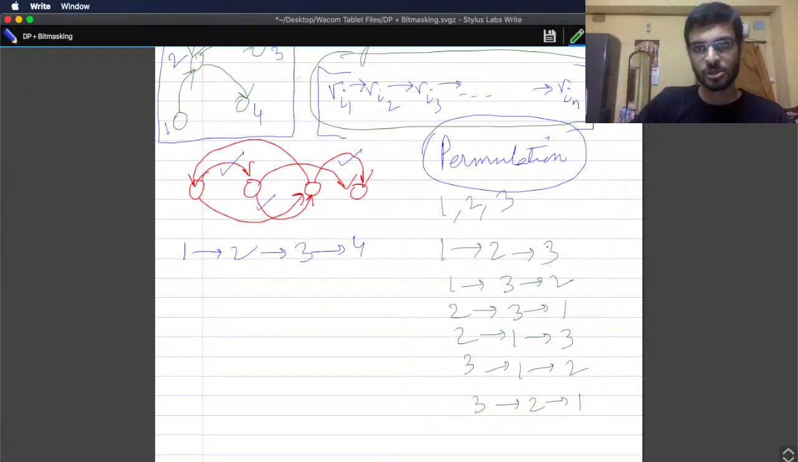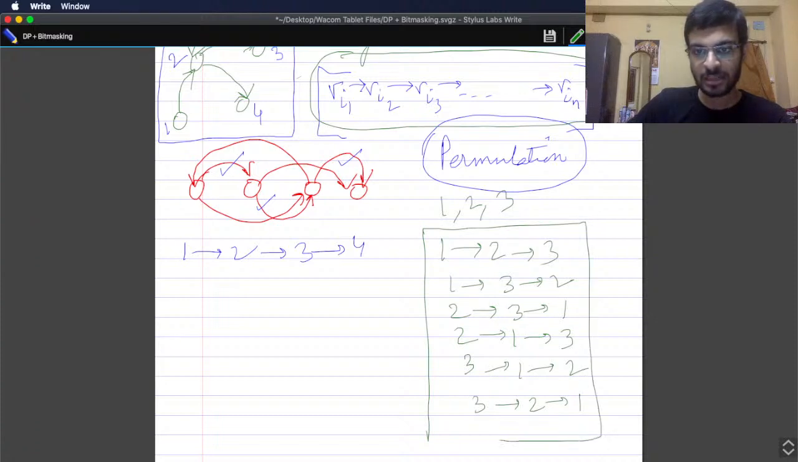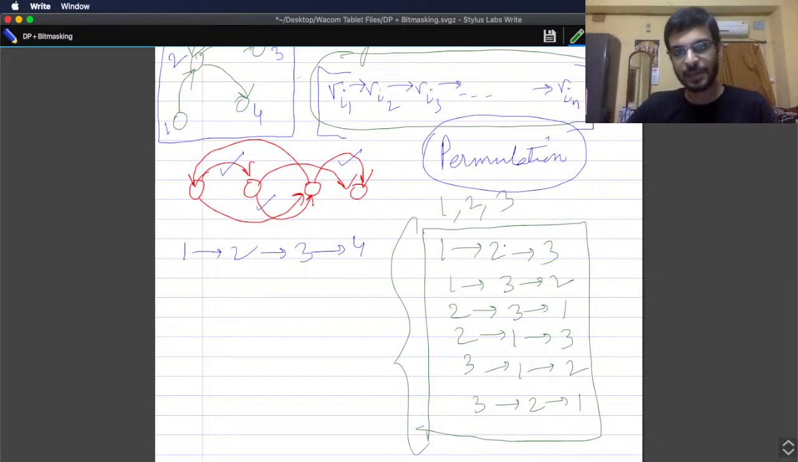Makes sense? So all these paths are nothing but the permutations of 1, 2 and 3. What I need to see is if any of these is possible. If any of these paths is possible, then I know I am done. Right? If any of these paths is possible, then I know that I have got my answer. Does it make sense? Let us suppose that I have got a graph.